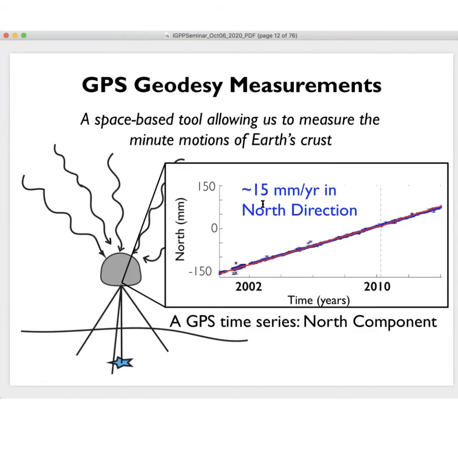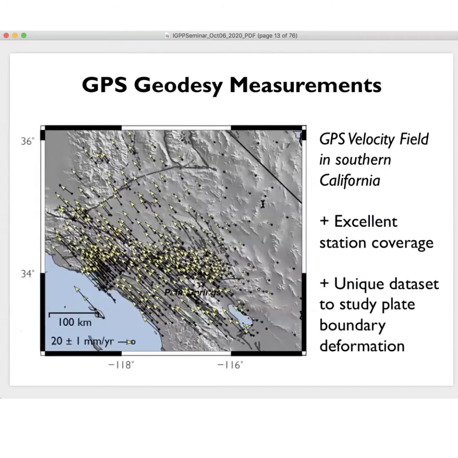We can do this for one station, but it's a lot more fun when we do it for a whole bunch of stations. What you see here is the GPS velocity field for Southern California. Each one of these little diamonds is a GPS station on the surface of the Earth. It's really wonderful to work in Southern California because we have great station coverage, and that allows us to have an awesome data set to study plate boundary deformation, but for our purposes, post-seismic deformation.